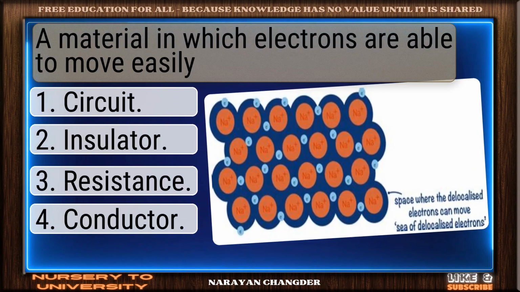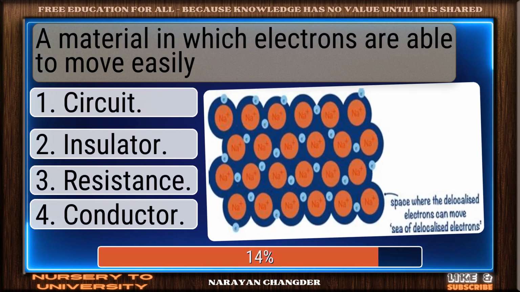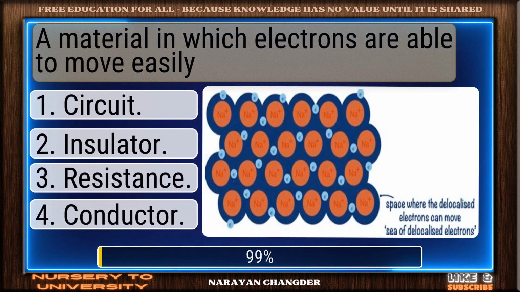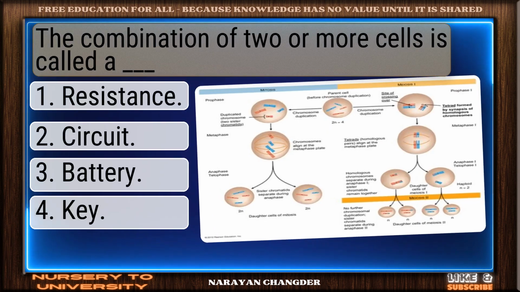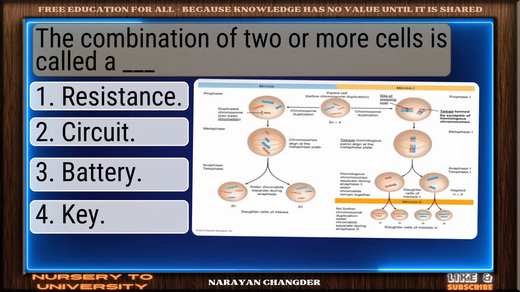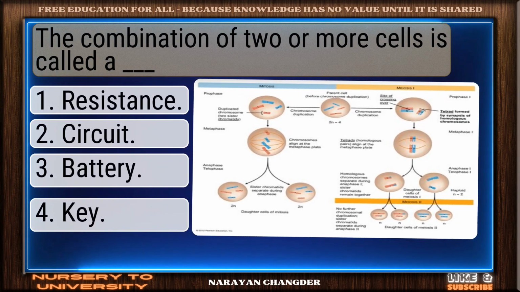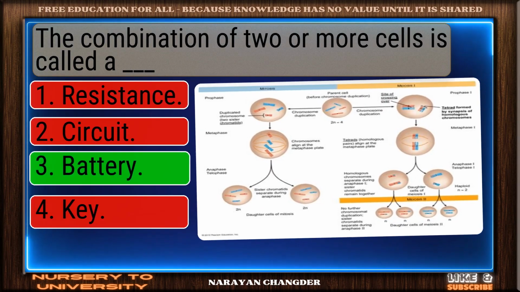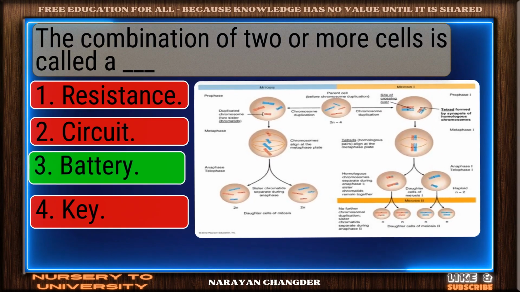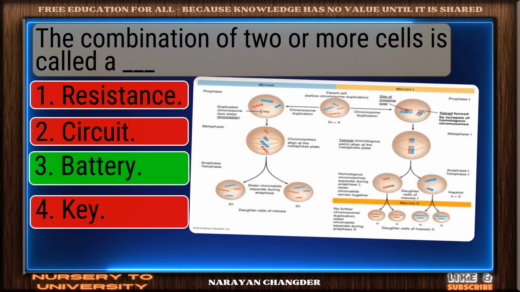Question number 3. A material in which electrons are able to move easily. Good thinking. Conductor is the right answer. Question number 4. The combination of two or more cells is called a dash. Correct response. Battery is the most accurate answer.